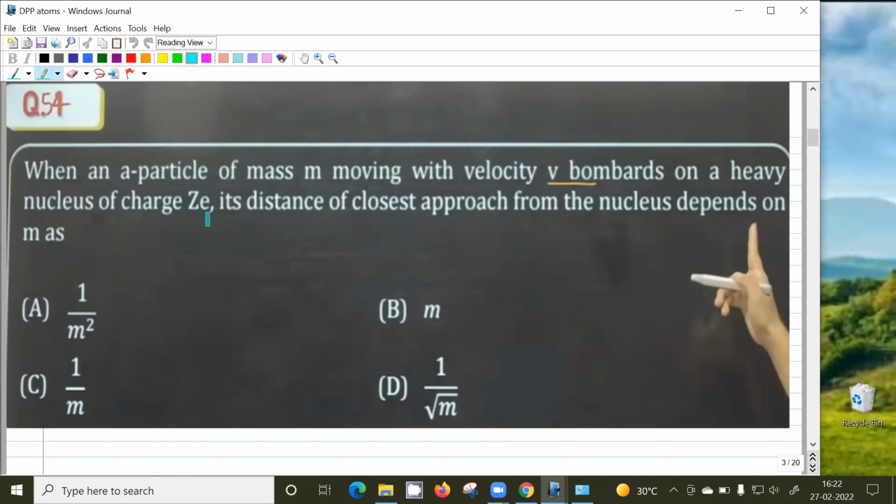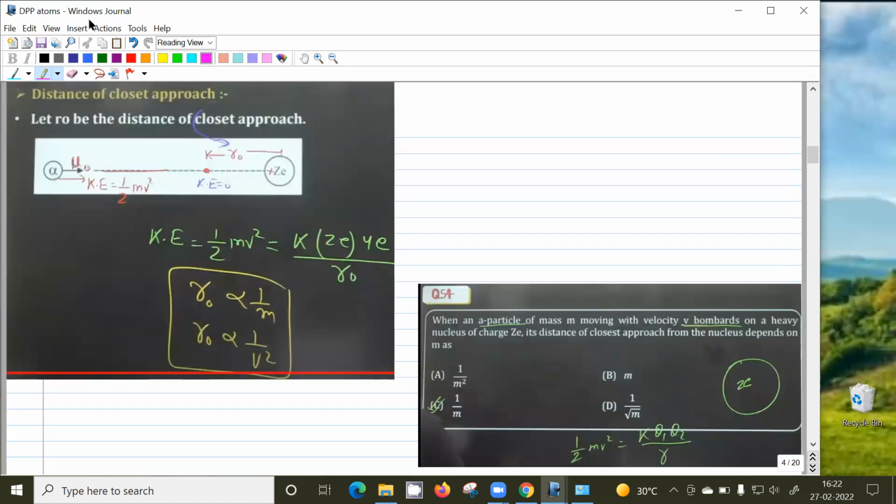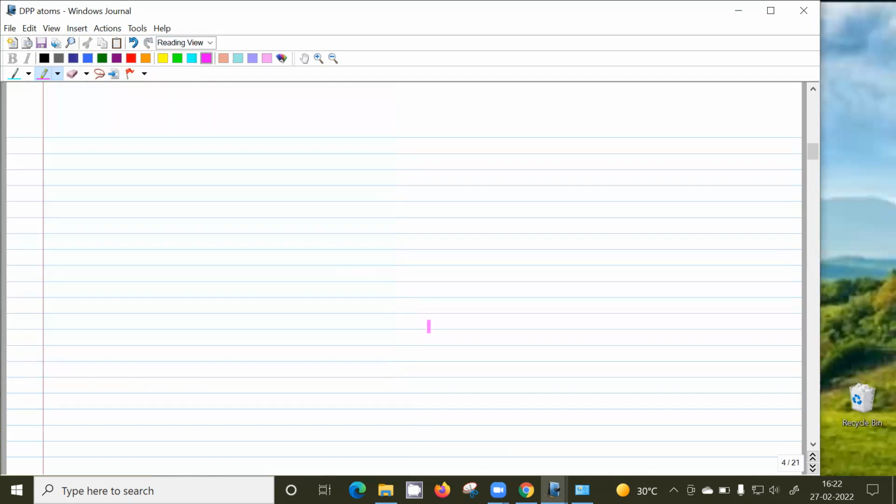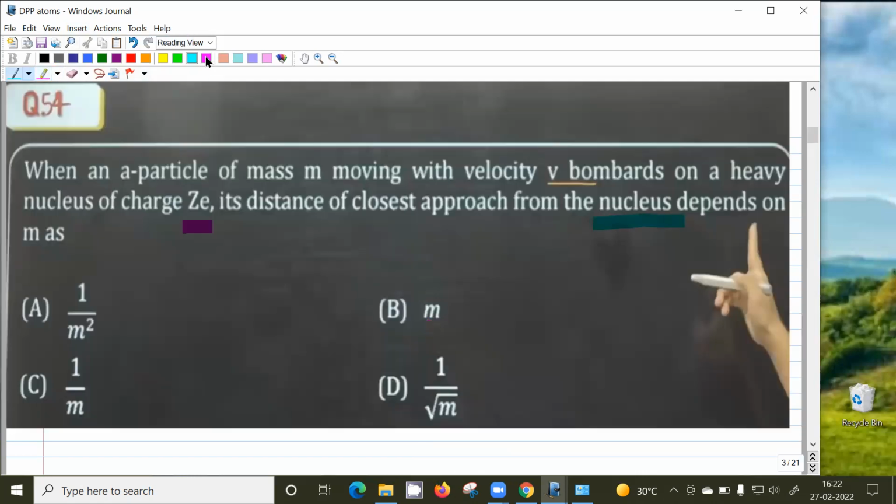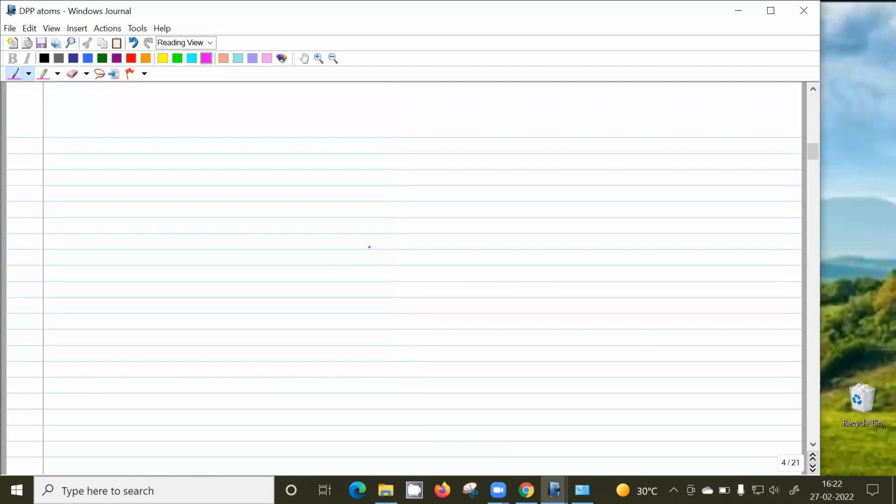See, alpha particle is positively charged, no? And the nucleus is also positively charged. So there will be force of repulsion, no? So with that force of repulsion, how close can it come? See, this is the nucleus, let the charge be Z into e, and this alpha particle here has charge 2e. So it will come here and then it will turn back.